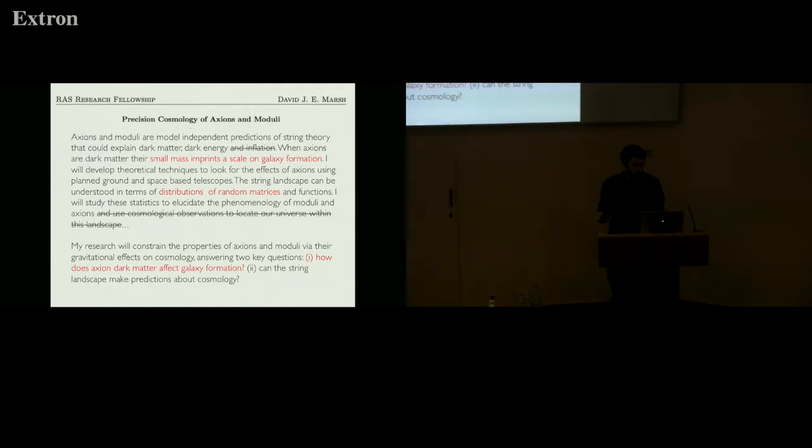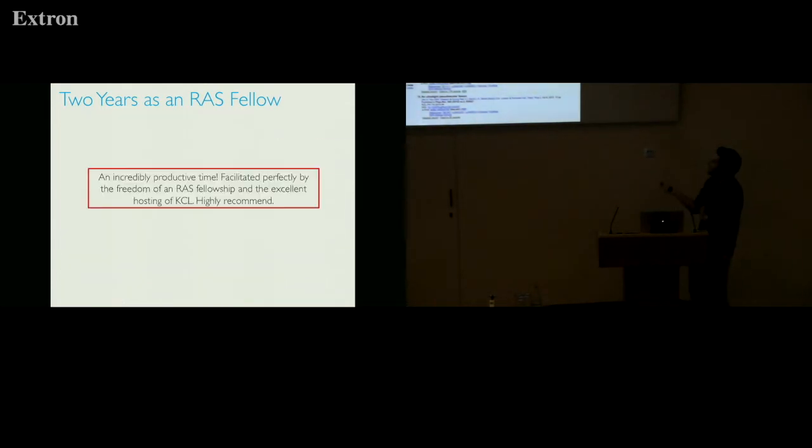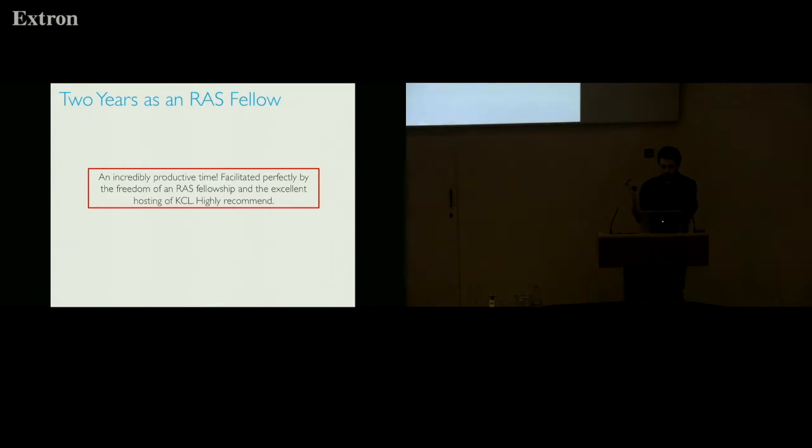So, my 2 years as an RAS fellow, these are all the papers that I wrote on this topic. So, without looking much further at it, I think you can say that this was an incredibly productive time for me. There's about 16 papers written, mostly in small collaborations. The freedom that I was given on this topic as an RAS fellow was excellent. I worked a lot with my hosts at King's College. A lot of the papers were collaborations I started when I got there. And I highly recommend these fellowships. I had a fantastic time and produced a lot of work.